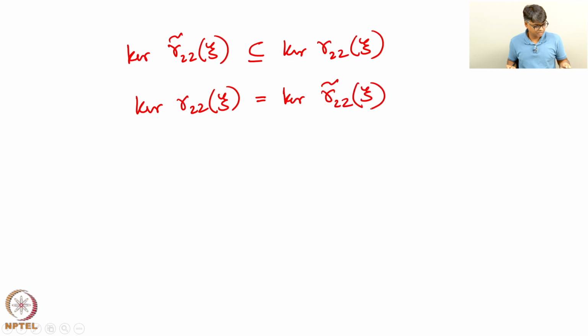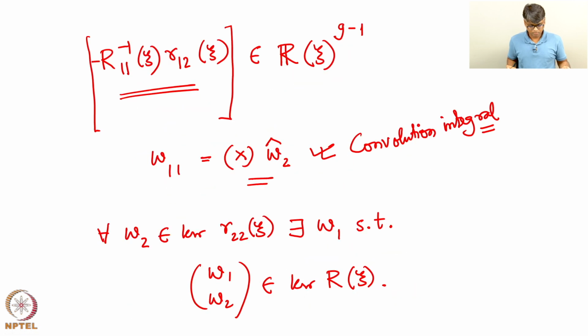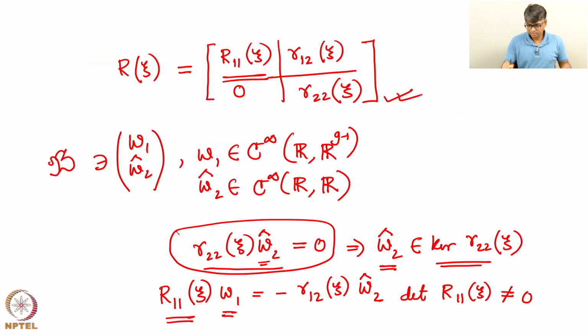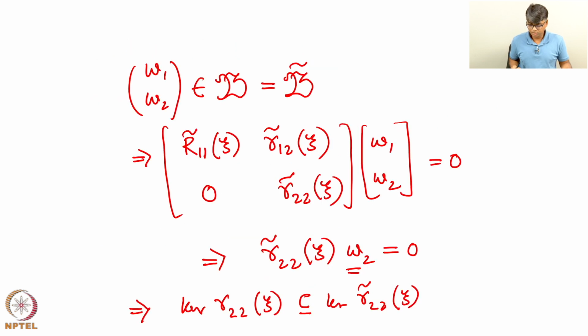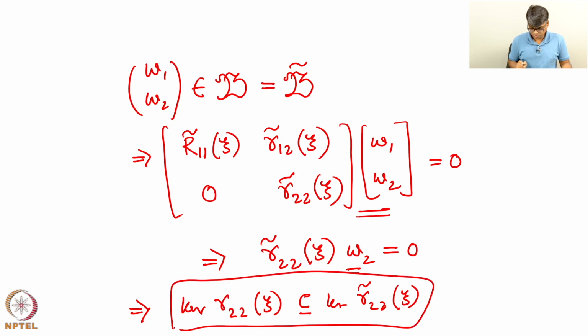Just follow the chain of arguments clearly. We start with this and say that suppose I take something in this kernel. We show that for everything in that kernel there is a corresponding W1, so that together W1 W2 is in the kernel of this big matrix R. But the kernel of this big matrix R is the same as the kernel of big matrix R tilde. So therefore, the same W1 W2 must be in the kernel of R tilde, and if they are in the kernel of R tilde, in particular W2 must be in the kernel of R22 tilde xi, which means the kernel of R22 xi is contained in the kernel of R22 tilde xi.